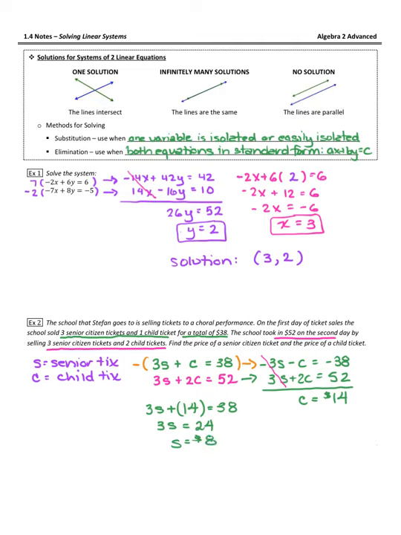And with these, you actually want to write your solution as a sentence. So for the price of a senior, find the price. So we know that a senior citizen ticket, senior tickets cost $8 each.